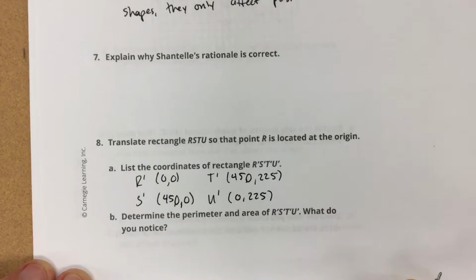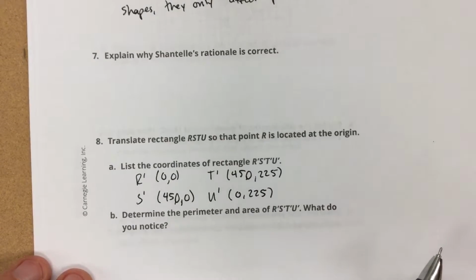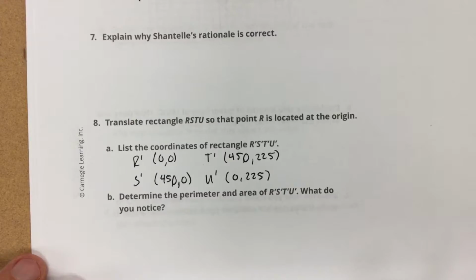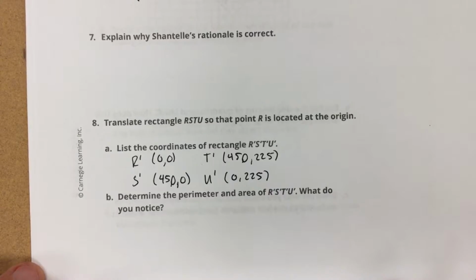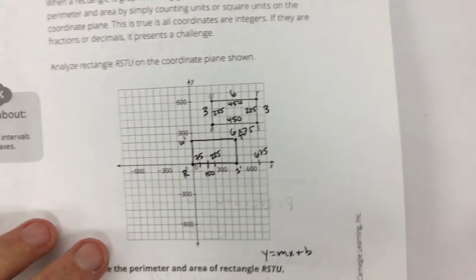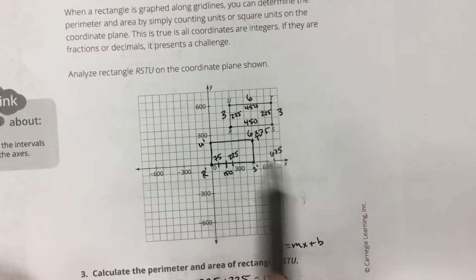If you want to double check those, you can rewind and pause on the translation, that new rectangle I just made, and double check those. Otherwise, we are good to go. So B says determine the perimeter and area of RSTU. What do you notice? If I were to calculate the perimeter of this, I would look at the side lengths and the height.